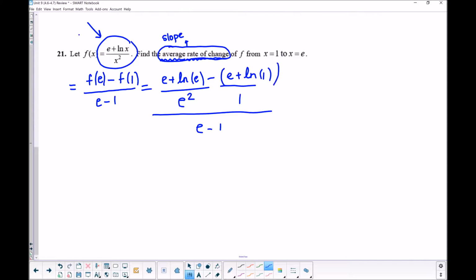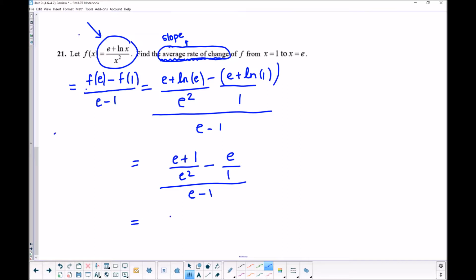So when we simplify, we'd still have e plus 1, but all of that's over e squared, and then we'd subtract e plus the 0, and that's over 1, and we still have this over e minus 1. So we just have a little bit more that we've got to do here. We're going to have to get a common denominator among this numerator. So I think this question becomes more of an algebraic nightmare than anything else.